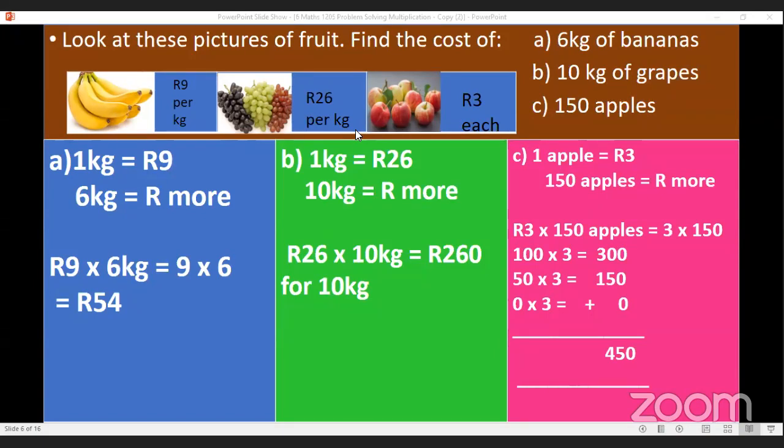Okay, so how do you find it? What is the operation? Let's start with the operation. Are you going to subtract? No. We're going to say 26 times 10. And what do you know about multiplying by 10?